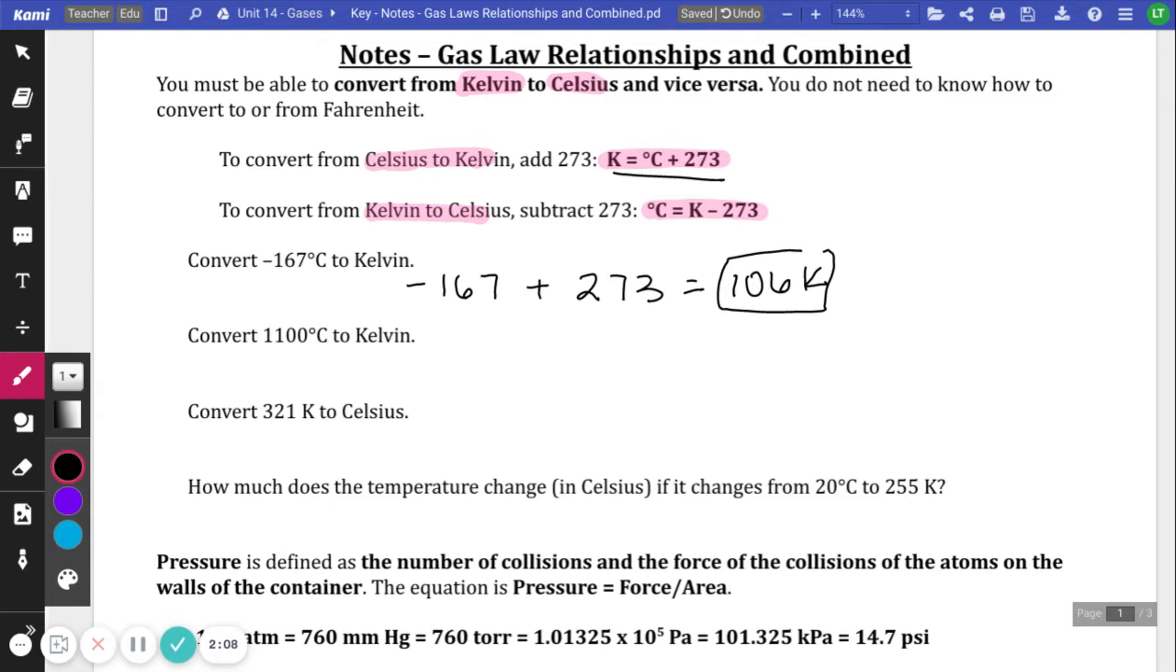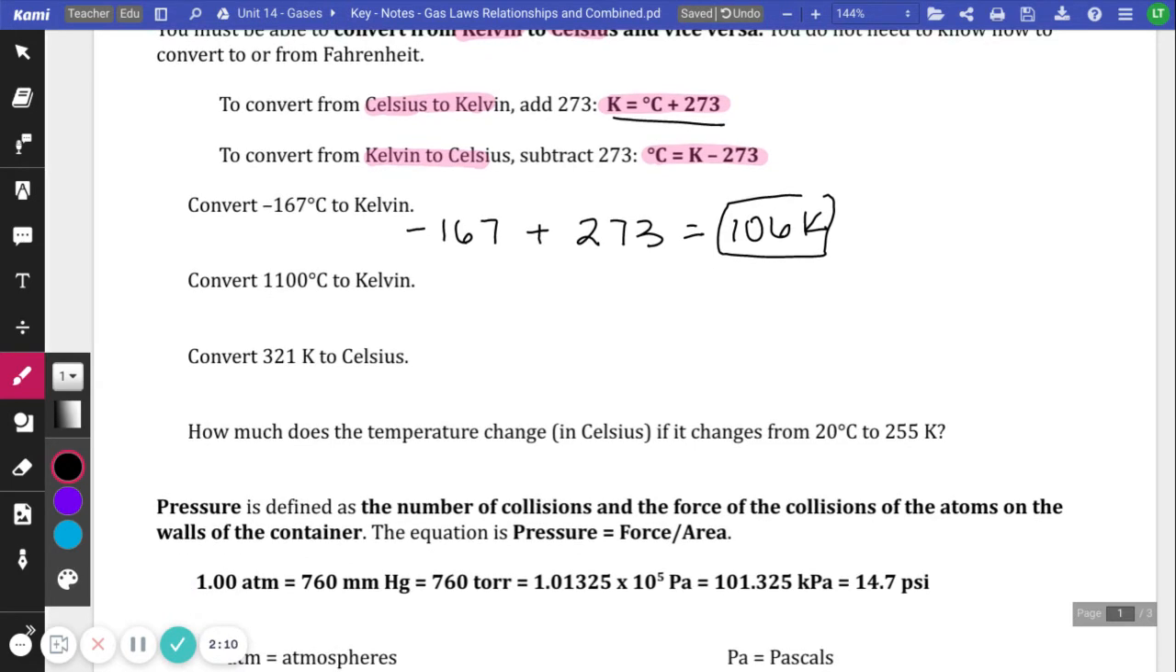All right. Now I have 1,100 degrees Celsius, and I want to convert that to Kelvin. So I have, again, 1,100 degrees Celsius. I'm going to add 273 to it. And that gives me that my Kelvin temperature would be 1,373 Kelvin.